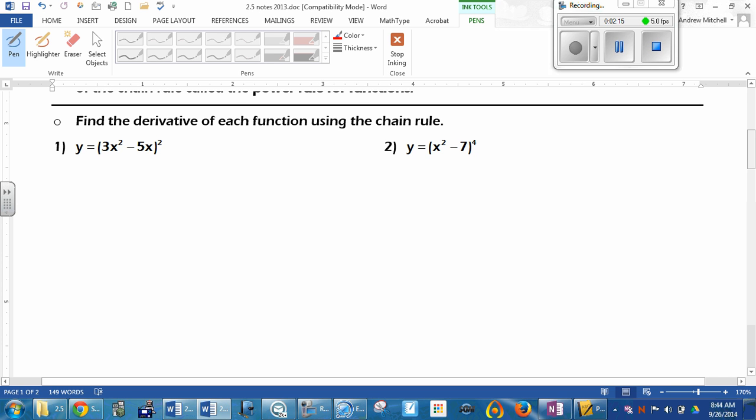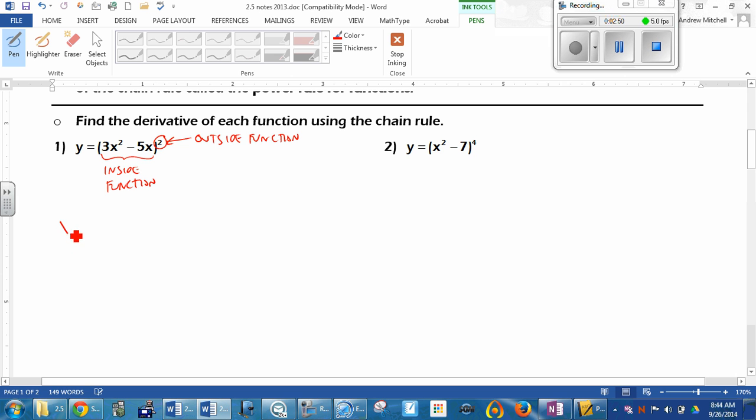So let's look at the first example together. For number 1, here we have y equals (3x squared minus 5x) to the 2nd. So with chain rule, it's when we have a function within a function. So this right here, this 3x squared minus 5x, that's our inside function. Right? It's inside the parentheses. And the outside function would be the squaring part. The outside function is the squared, inside function is the 3x squared minus 5x.